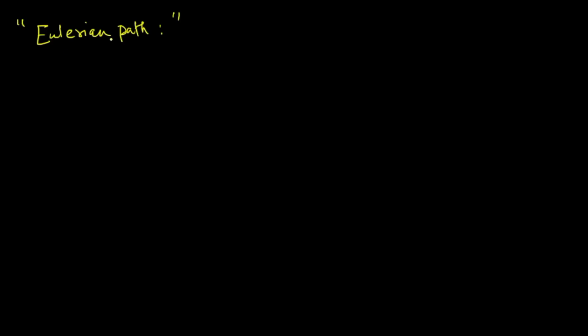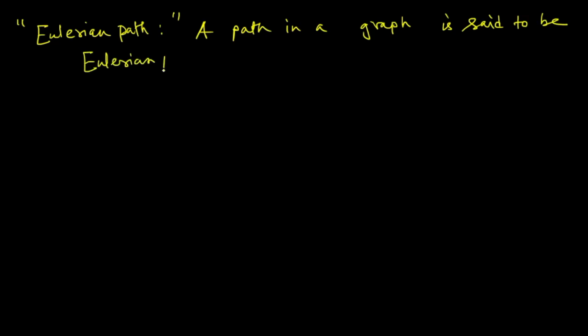Let me introduce what is Eulerian path and Eulerian circuit. So a path in a graph is said to be Eulerian path if it covers each edge of the graph exactly once.